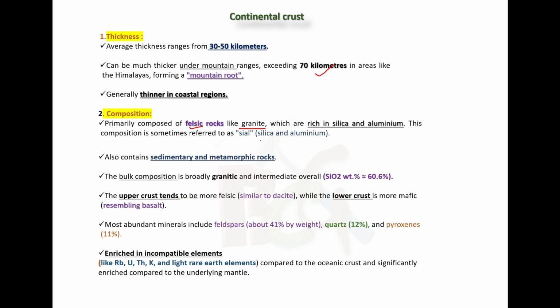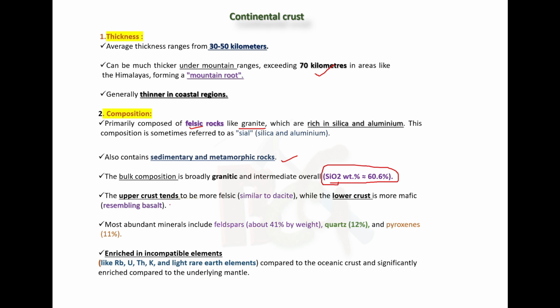So mostly granite-like rocks, but our notes mention others too. Oh, yeah. It's not just granite. You also find sedimentary rocks, sandstone, shale, formed from accumulated sediments, and metamorphic rocks too, rocks that have been changed by heat and pressure deep down. But if you looked at the whole crust, the bulk composition, it averages out as broadly granitic, or what we call intermediate, around 60.6% silica by weight. Interesting. 60% silica. And is that composition the same all the way down, top to bottom?